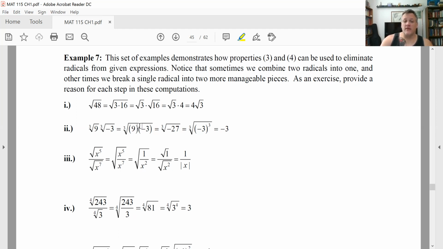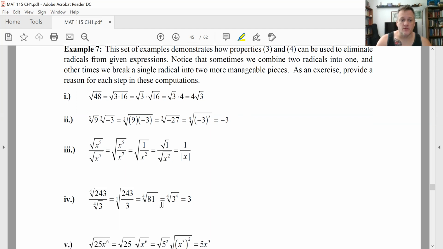The good thing about doing that here is that if I multiply 9 and -3, I get -27 back. And here you do know that you can compute the cube root of -27 easily, because -27 is -3 to the third power. Okay? Cube root of something to the third is just that something. All right, and I'll let you read through these two as well.